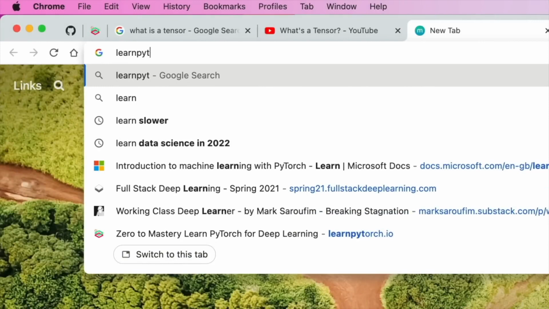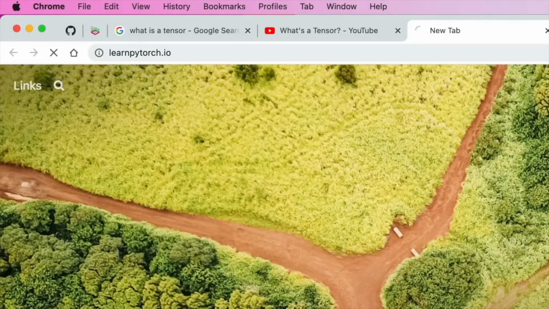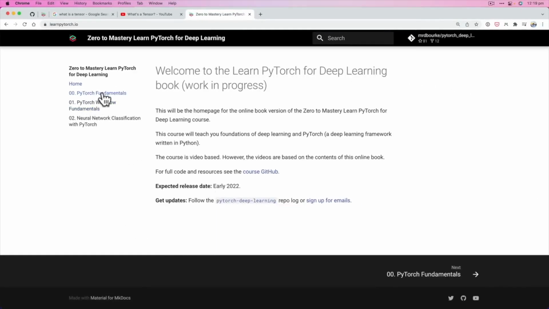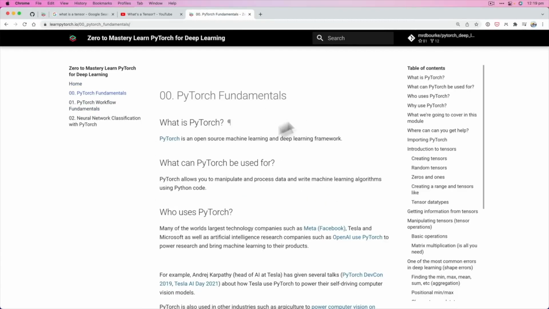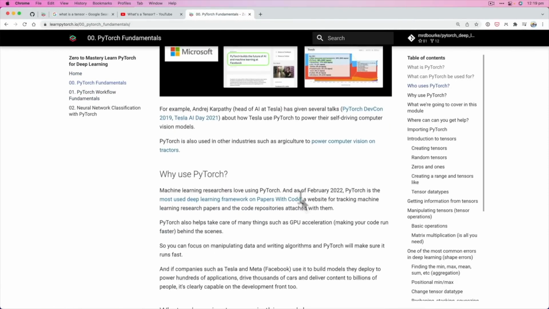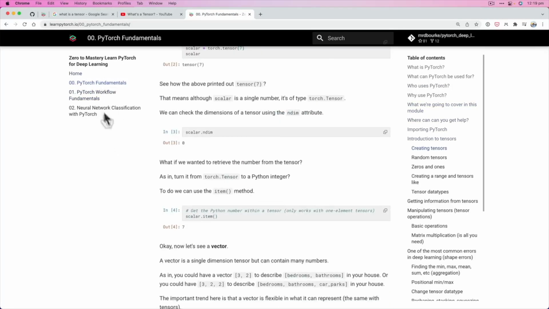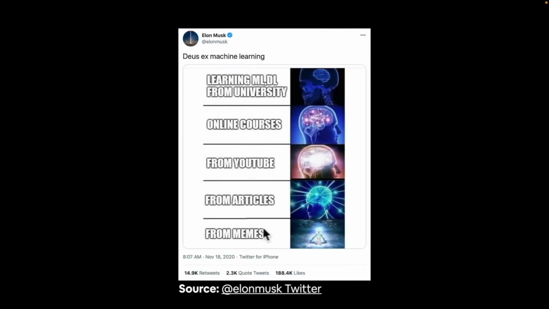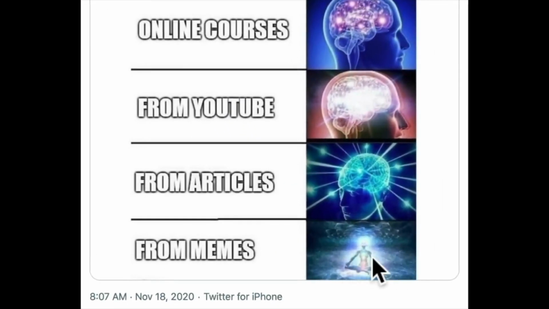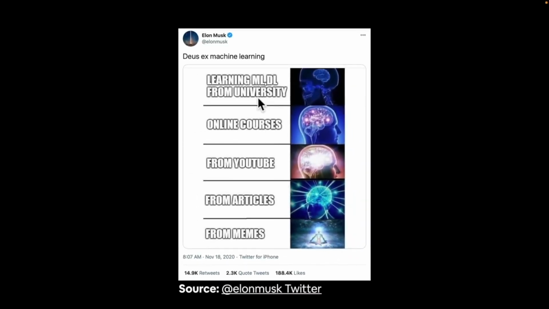If you go to learnpytorch.io, all of the course materials are in online book format. So we're going to get into this fundamentals section very shortly, but if you want a reference, the course materials are built off this book, and by the time you watch this, there's going to be more chapters here. So we're covering all the bases here, and then finally, from memes, you would ascend to some godlike creature, I think that's hovering underwater. So that is the best way to learn machine learning. So this is what we're going to start with. ML, DL from university, online courses, YouTube, from articles, from memes. No. But kind of, yeah.